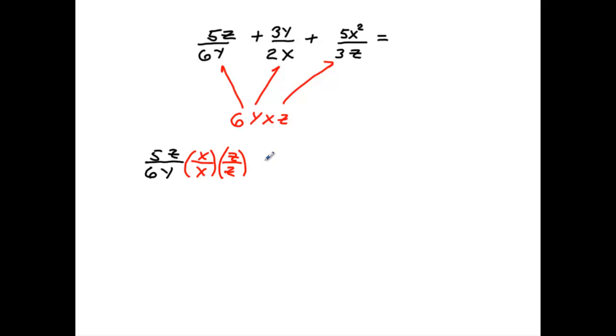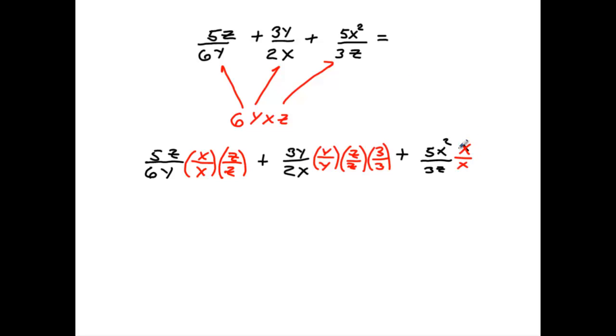Okay, we'll come to the next one. We have a 3y over 2x. So we know we need to have a y over y. We know we need to have a z over z. And we also know we have to have a 3 over 3. Because we got to get this to be 6yz. Alright, let's do the last one. We got 5x squared over 3z. So we know we have to have an x over x. We know we need to have a y over y. And we know we need to have a 2 over 2.